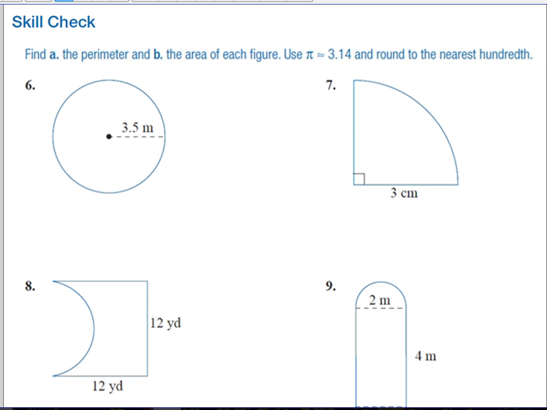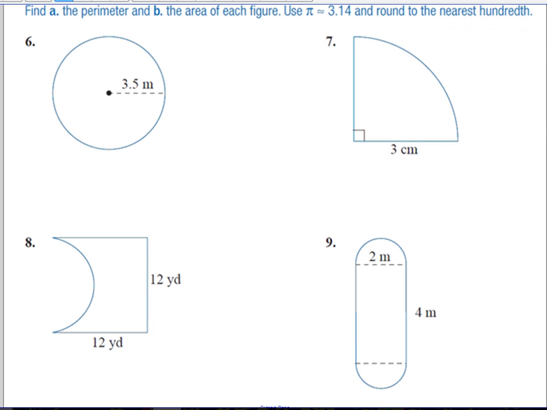Next, we have some shapes for you to figure out. And so if we look at these for a second, here we have a circle. Notice it asks for perimeter and area of each. So formula you can look up. Notice for number 7, we have 1/4 of a circle. So pay attention to what that means for you.